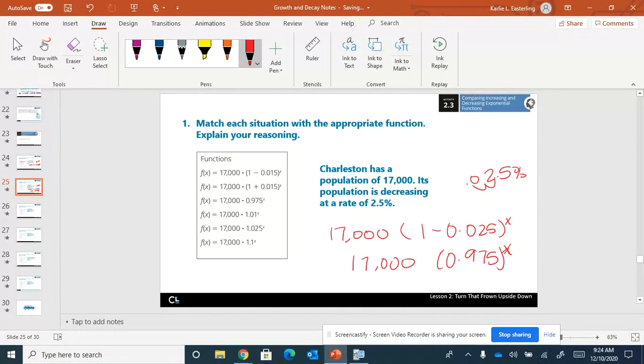Now let's check and see if that matches any of our answer choices. We already got rid of this one and this one. Oh, it is that one. That's why we're getting rid of it.